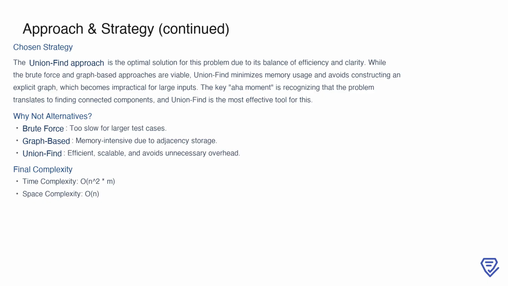The key realization here is that the problem fundamentally boils down to finding connected components, and union find is the most efficient tool for this task. With a time complexity of n squared * m and space complexity of n, the union find approach scales well and avoids unnecessary computational overhead, making it the clear choice for solving this problem.